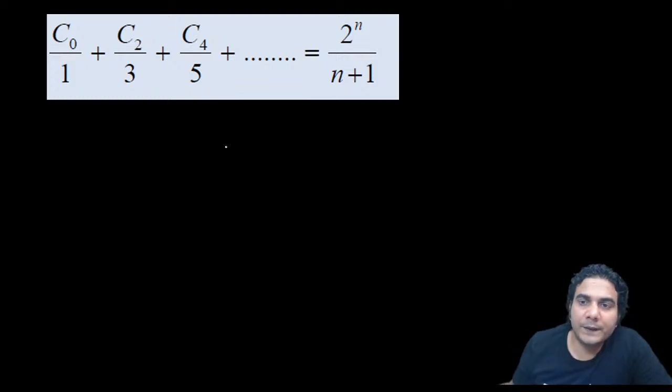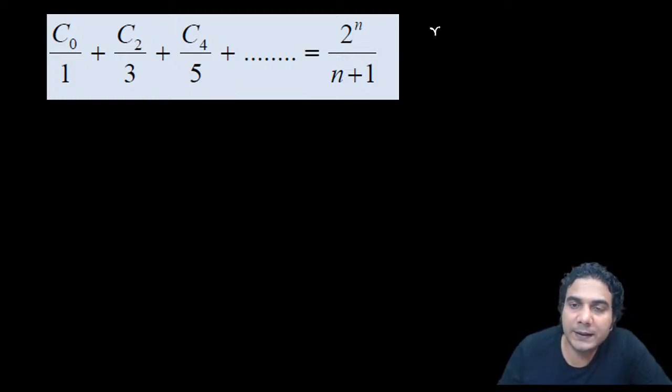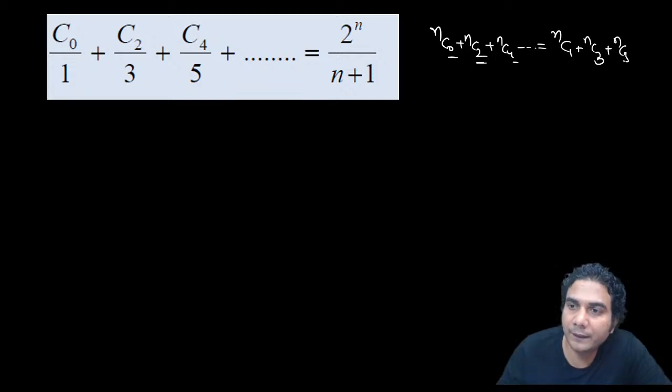Do you know the formula of this? If I write this series nC0 + nC2 + nC4 and so on, these are even binomial coefficients, even because of this subscript. And then the odd binomial coefficients, these two are the same, all right? Each is equal to 2 raised to n minus 1.